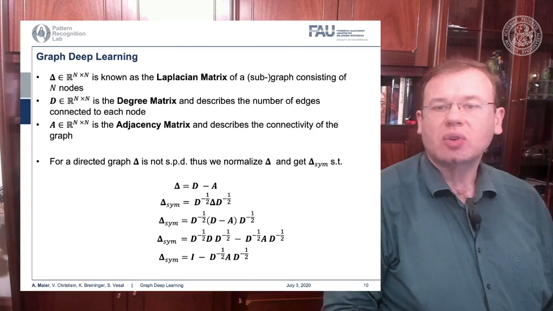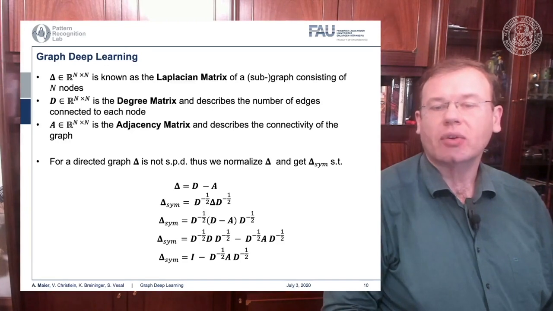So for a directed graph, our graph Laplacian matrix is not symmetric positive definite. So we need to normalize it in order to get a symmetric version. And this can be done in the following way. So we start with the original Laplacian matrix, and we know that D is simply a diagonal matrix. So we can compute the inverse square root and multiply it from the left-hand side and the right-hand side.